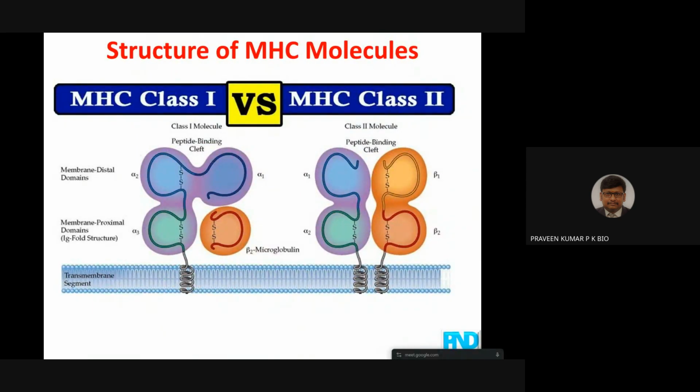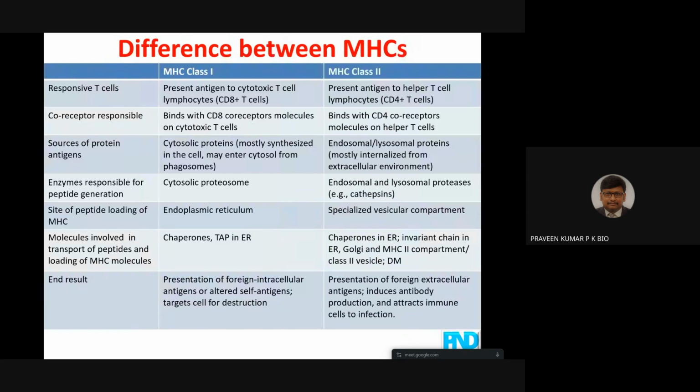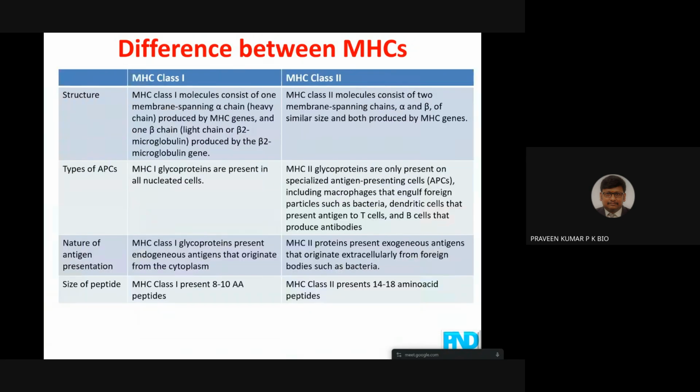So the structure of MHC molecules is shown here. MHC genes and functions: we have types of MHCs, as I mentioned earlier. Class 1 MHC is related to cytotoxic T cells, and class 2 MHC genes encode glycoproteins related to helper T cells. Class 3 MHC genes are related to complement proteins. There are many differences between MHC 1 and 2. To know more about this, study from any of the immunology textbooks, such as Roitt and others.